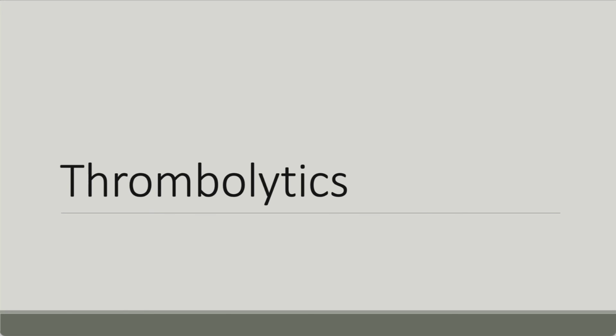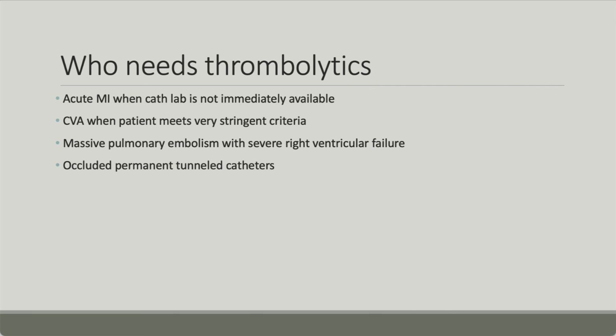Last thing we're going to talk about is thrombolytic agents. Who needs thrombolytics? Well, it used to be that we gave it for acute MI when we didn't have immediately accessible cath labs. That's no longer the case. Everybody has a cath lab now. You can get a cath easier than you can get a ZAG nut bar. So, well, maybe not, but pretty easy.